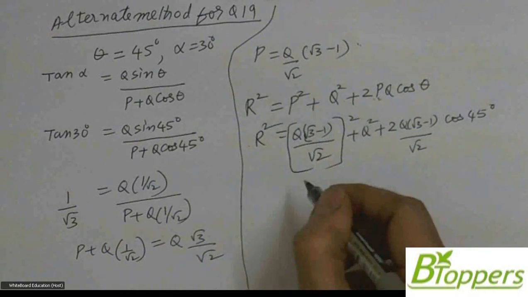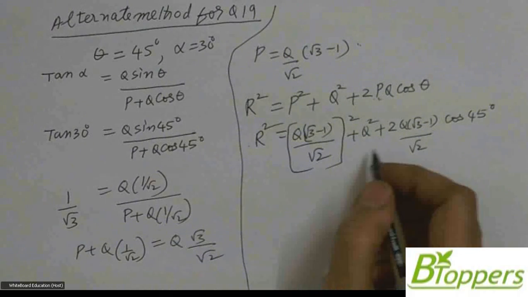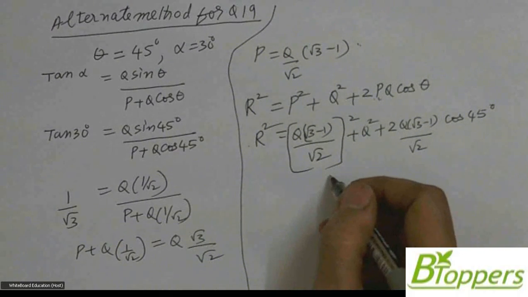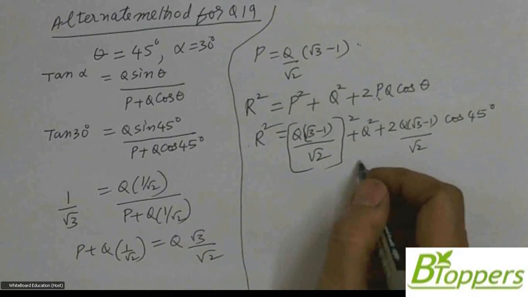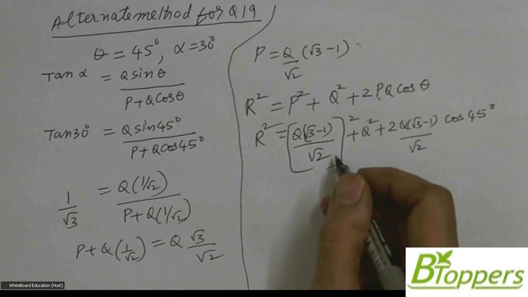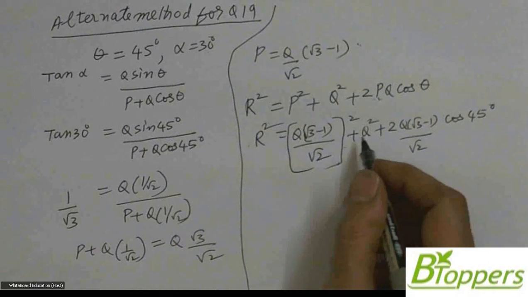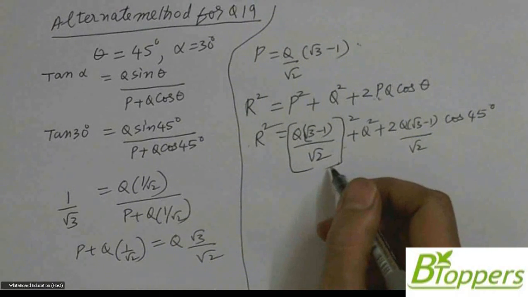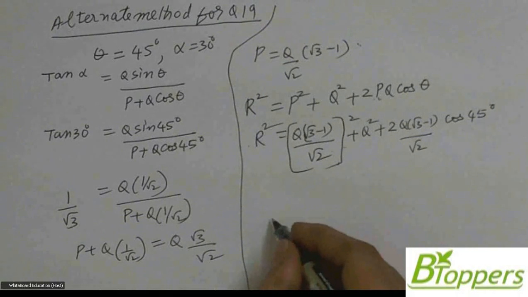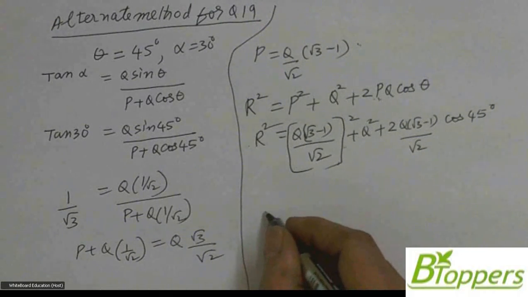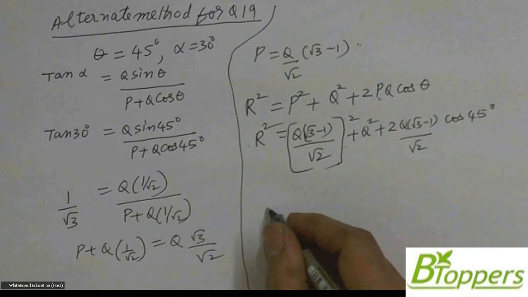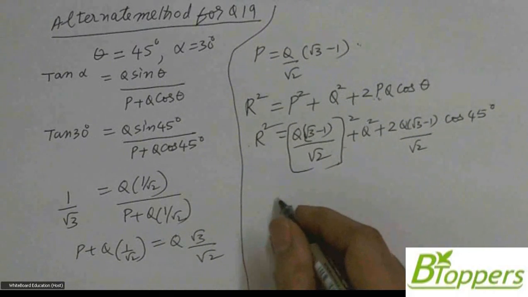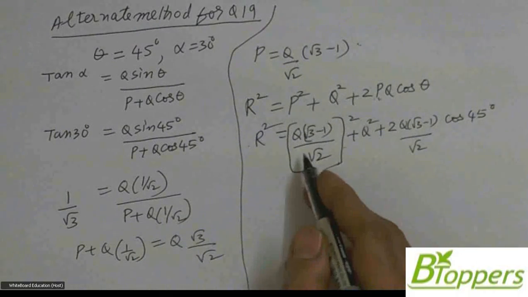And you have to simplify the right hand side of this equation. You can do that yourself. You have to do the simplification carefully. Finally, you get R square in terms of Q square after simplification. If you want, you can take a pause and try to complete the simplification yourself. You can take Q square common on the right hand side and simplify the terms.